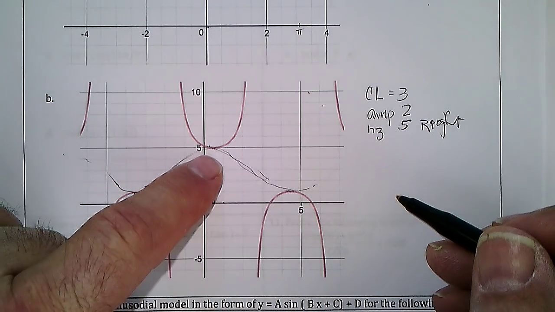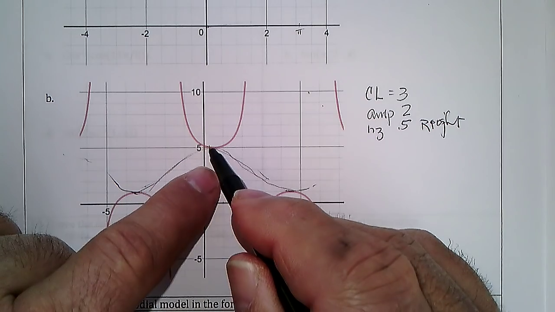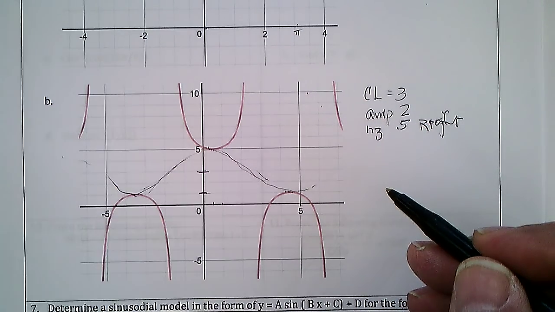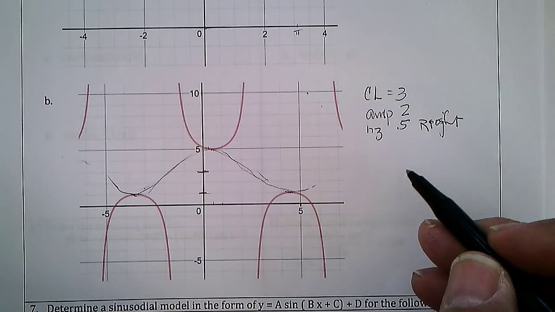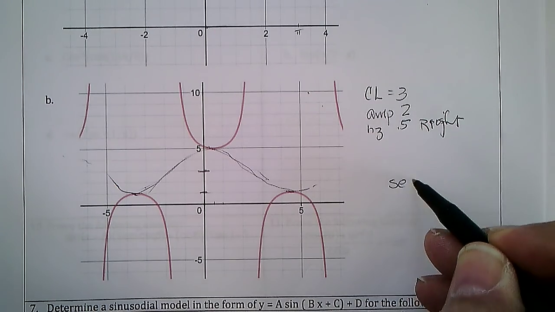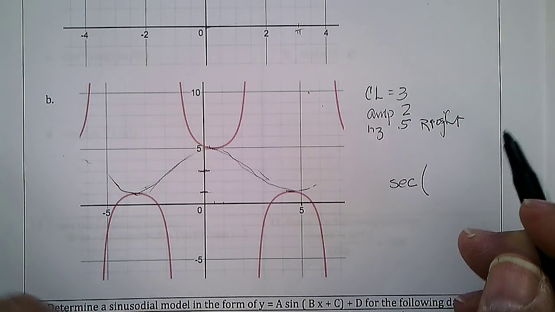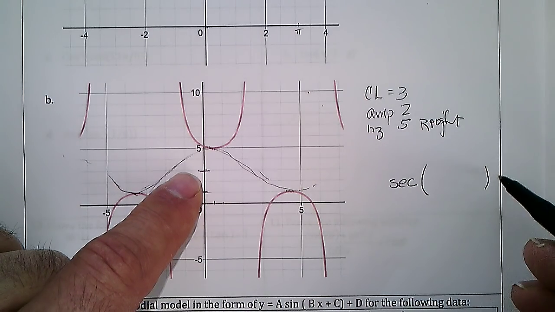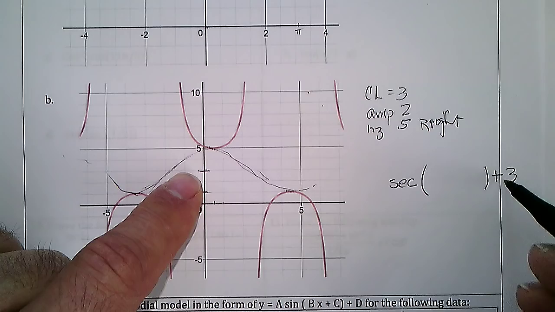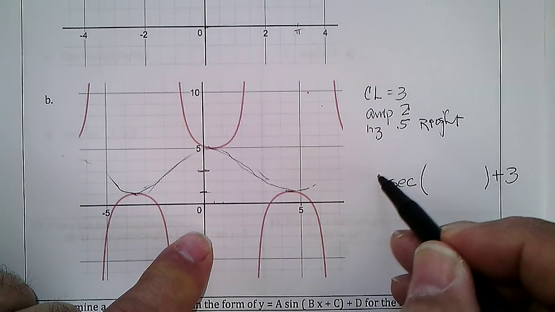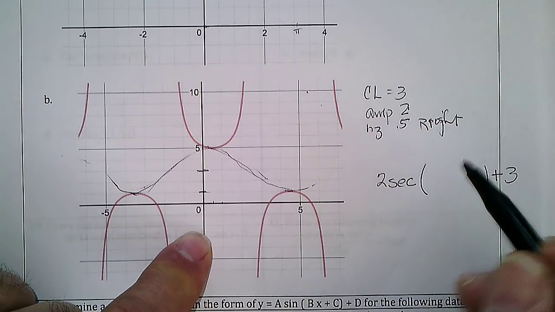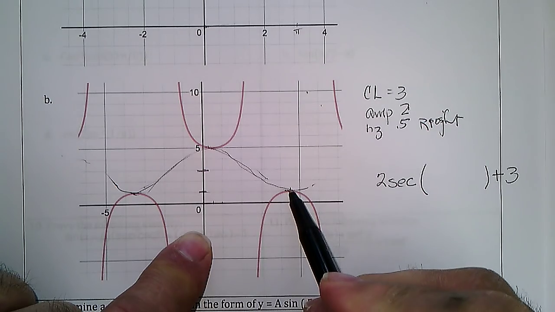Okay, and so I'm writing this with thinking a cosine curve here, so this curve will be the reciprocal cosine, which is secant. And the center line I'll take care of right away. 3. The amplitude is 2. It's not vertically flipped. And the period, what's the period here?